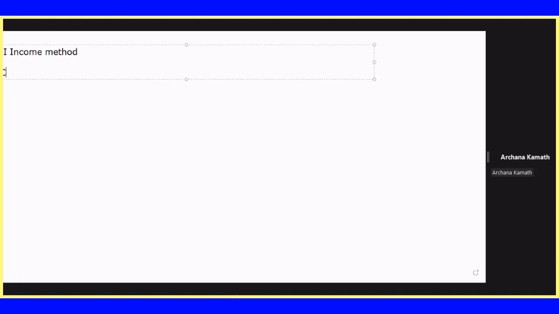The equation is: compensation of employees plus operating surplus plus mixed income gives you NDP at factor cost. Please be careful when adding the components of the income method. You are going to arrive at NDP at factor cost. Initially, the first method helped you reach GDP at market price.